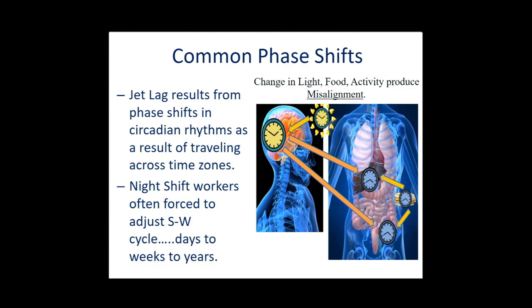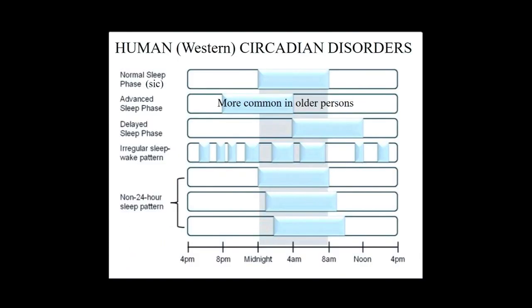Now, the advanced phase is much more common in older people. You saw the age effects on being a lark. More common in younger people, especially in teenagers, is this delayed phase, this tendency. The irregular sleep pattern is very uncommon.